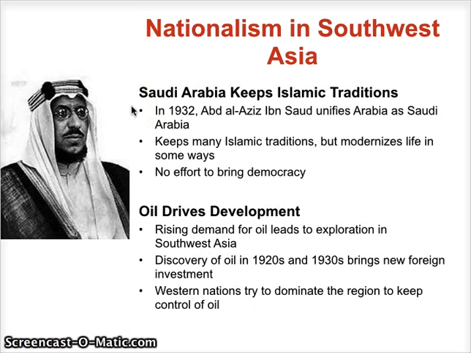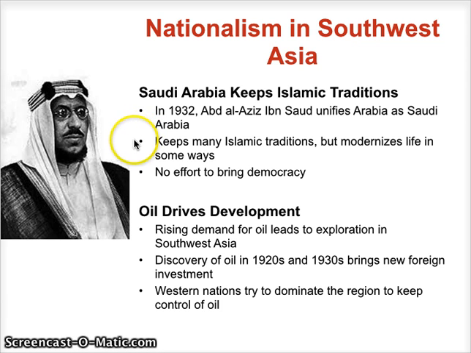The last man we're going to talk about today is sort of the father of Saudi Arabia. Saudi Arabia is very different from Iran and Turkey. In 1932, we have this man, Al-Aziz ibn Saud. He ends up uniting Arabia as Saudi Arabia. And he actually names Saudi Arabia after his family, Saud. You can see the relation.